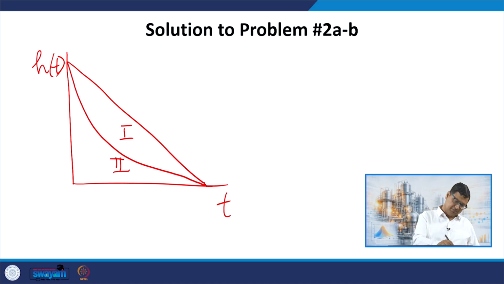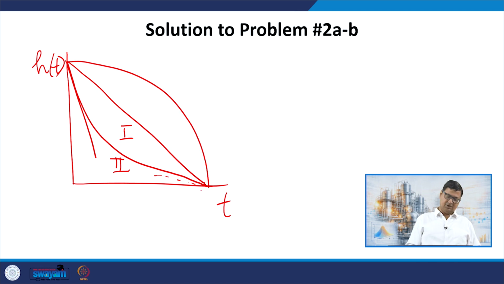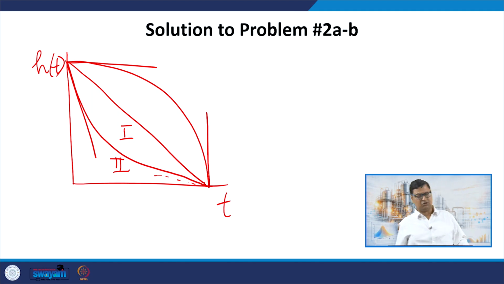or it is going to be something like maybe this. That means in the beginning you have a bigger slope, and at the end you have a smaller slope, or you have something like this, where in the beginning you have a smaller slope, but at the end you have a larger slope, right. Which one of them is more likely, 1, 2 or 3, right.